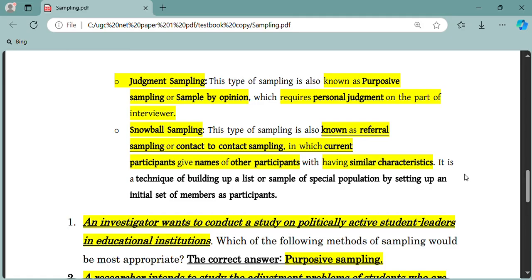This type of sampling is also known as referral sampling or contact to contact sampling. The current participants give the names of other participants having similar characteristics. It is the technique of building up a list or sample of a special population by setting up an initial set of members as participants.